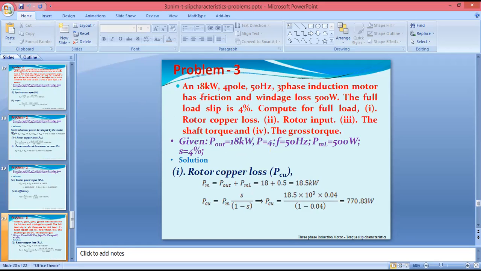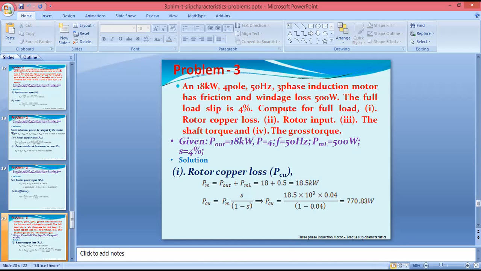Here they have given 18 kilowatt, that is the output power, 4 pole, number of poles P, frequency 50 hertz. A 3-phase induction motor has a friction and windage loss, that is the mechanical loss. Sometimes they say any loss, but that will be the mechanical loss, friction and windage loss, or they are saying directly the mechanical loss. So you can take PML equal to 500 watt. The full load slip, they have given here slip value S equal to 4%.